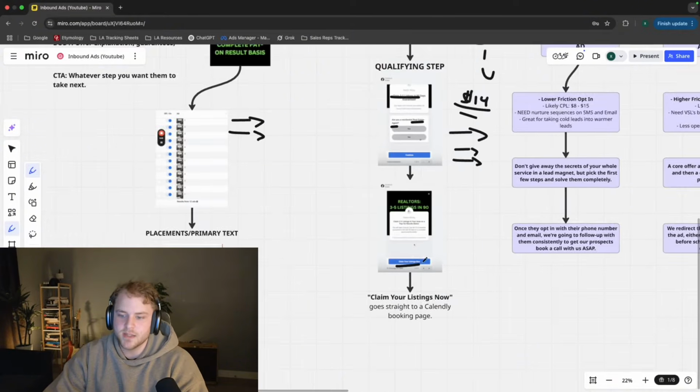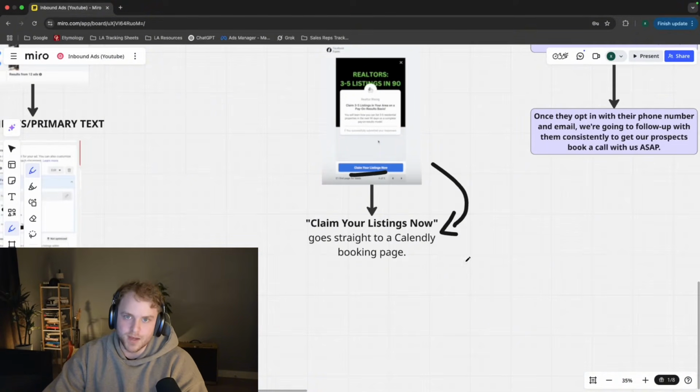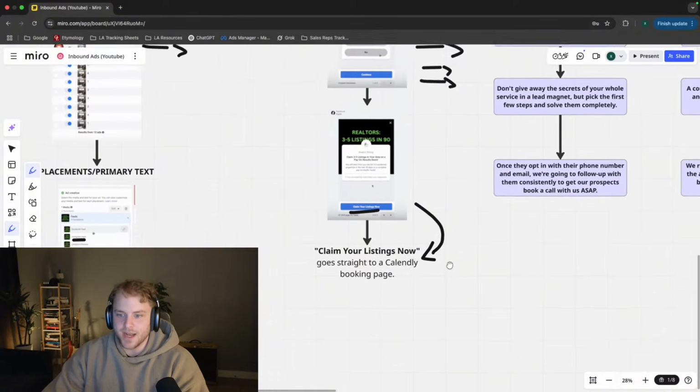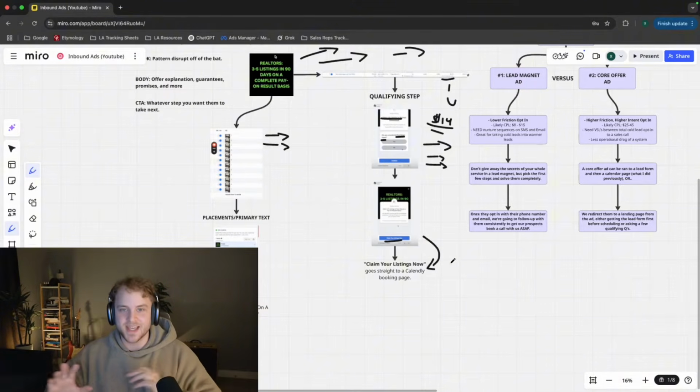Then they claim the listings, and this gets redirected directly to a calendar booking page with me, obviously, when I was selling them on the program. So this is my system. I just wanted to give you the system first off to see how it looks.